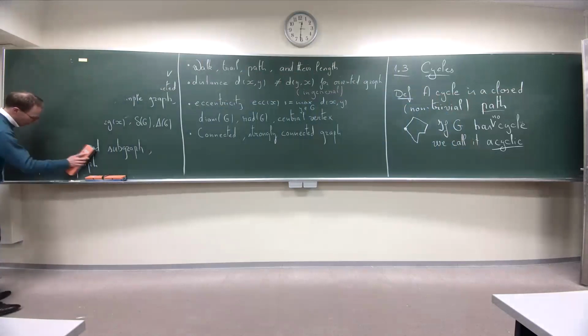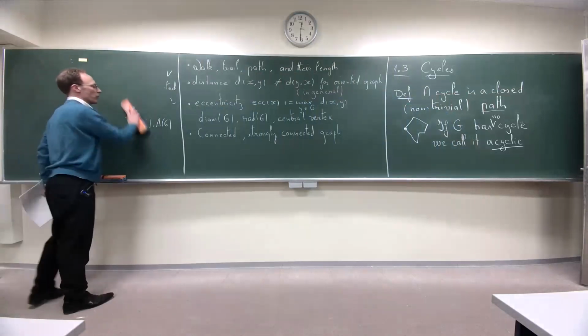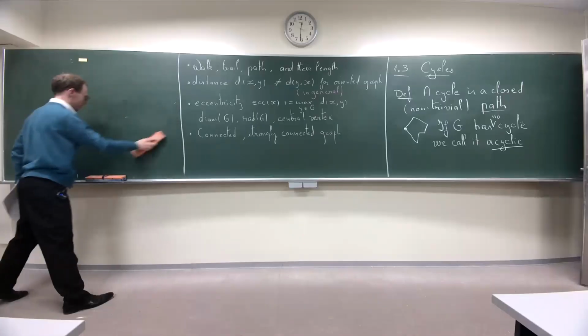Can you give me an example of a graph or a family of graphs with no cycle? Do you have a name?